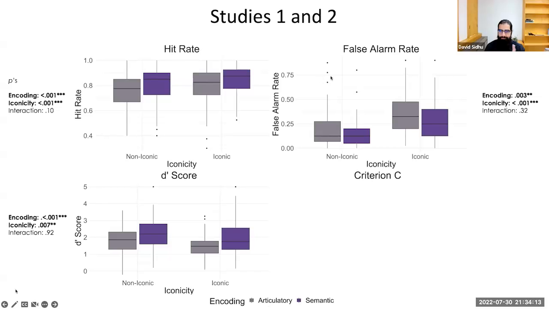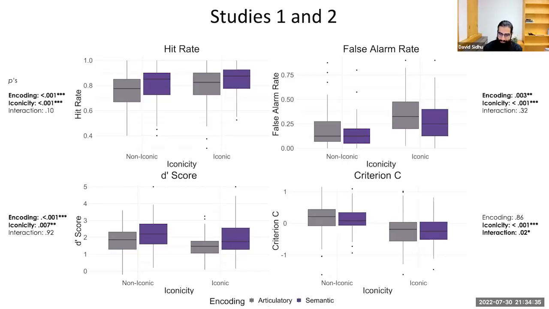In hit rate, false alarm rate, and D prime score, we get the same effects in all three. We get a main effect of encoding condition and a main effect of iconicity. To break down the iconicity effects, we get a higher hit rate for the iconic items. We again get a higher false alarm rate and a lower D prime score. So again, worse memory for the iconic items. In criterion C, for the first time, we get an interaction between encoding condition and iconicity. The nature of this interaction is that the encoding condition, whether they focused on articulation or valence, has less of an effect on the iconic items than the non-iconic items.